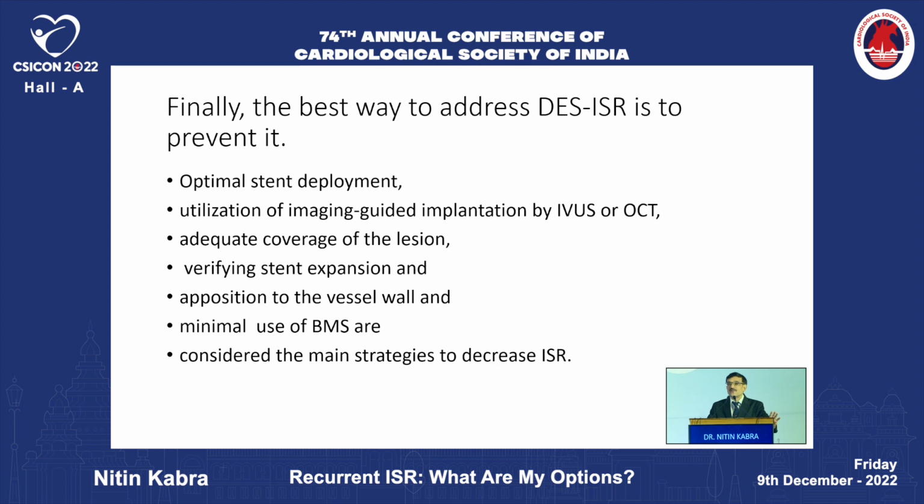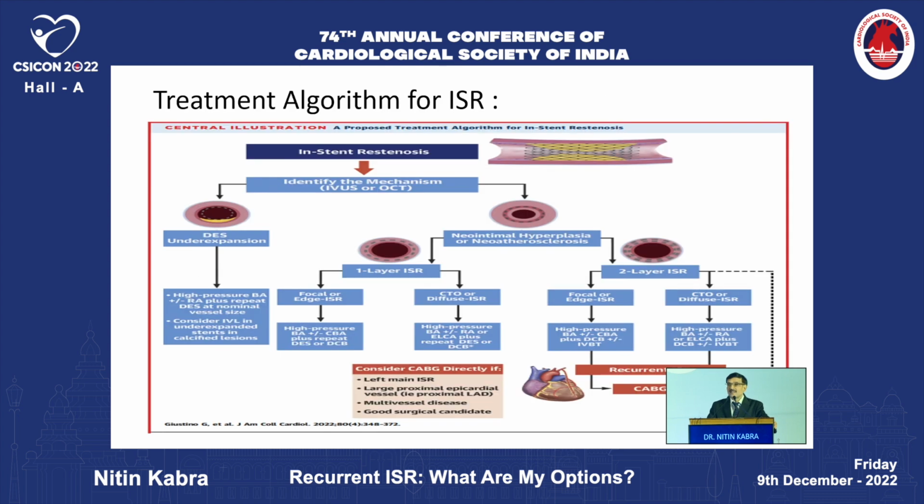Finally, the best way to treat DES ISR is to prevent it. Recurrent DES ISR can be prevented by optimal stent deployment, utilization of imaging guiding implantation by IVUS or OCT, adequate coverage of the lesion, verifying stent expansion and apposition to the vessel wall. Minimal use of BMS is, I think, no longer important nowadays. And I think I'll leave you with this treatment algorithm for recurrent ISR.